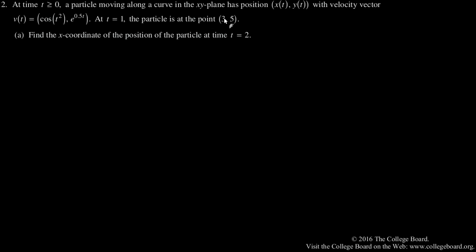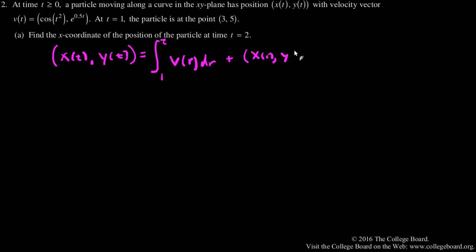Now, the function for where it is at any time is going to be found like this. It's overkill for this problem, but it's worth recalling. So we know that at any time, x of t, y of t, the particle will be at the integral from 1 to t of the velocity, and I need to use a different variable than t there, so I'll call it the velocity of r with respect to r, plus the starting point, so plus x of 1, y of 1.